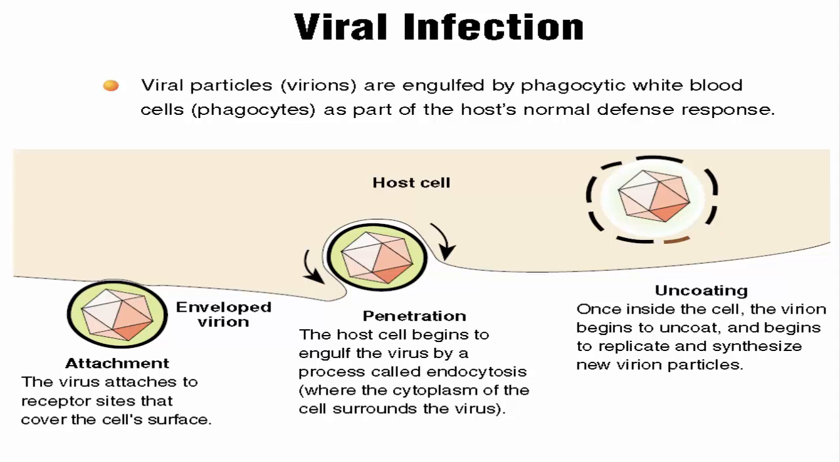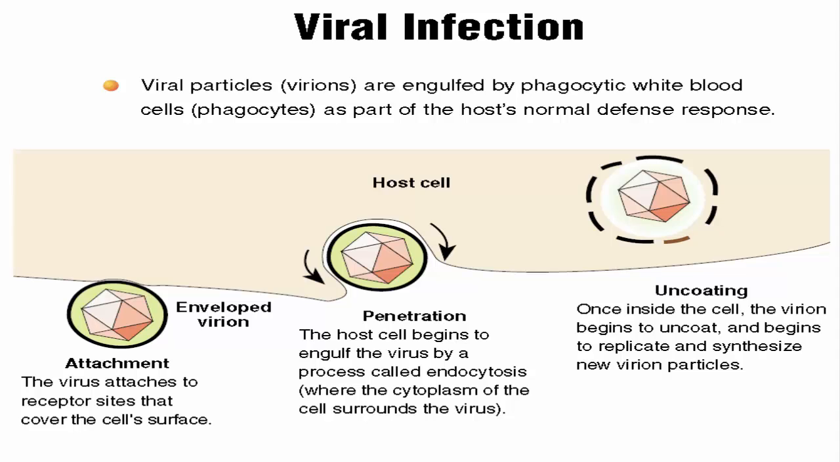It attaches, virus attaches to the receptor sites on the surface of the cell. Everything here in beige would be the cell interior. Attachment is followed by penetration. The host cell begins to engulf the virus by basically phagocytosis. The actual process here is called endocytosis, the opposite of exocytosis, because in this case, the virion is moving into the cell. Once inside the cell, the envelope of the virus is removed. It's called uncoating.